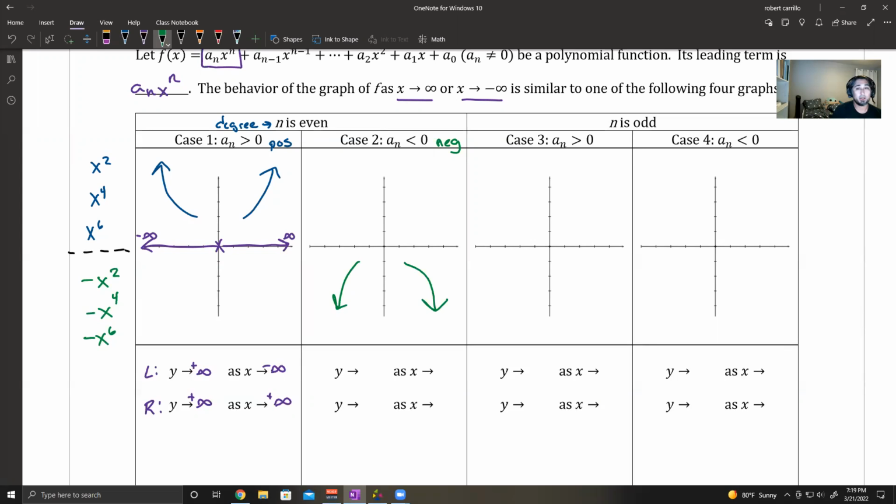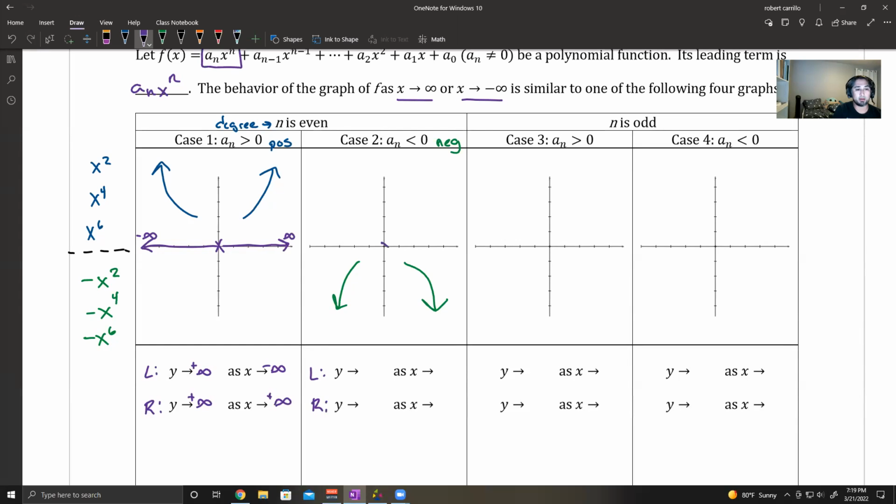Why are they called tails? Because it's the end behavior and it's the way the graph goes. So I call them tails, or you can call them end behavior, but it's showing you which direction the graph is going to go. And again, left side, right side, analyze.